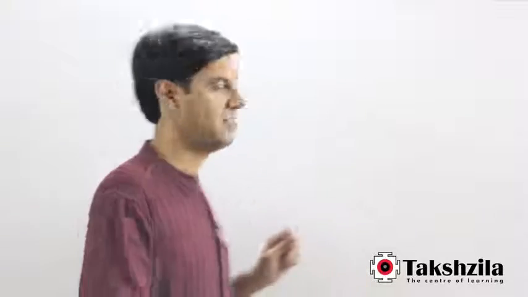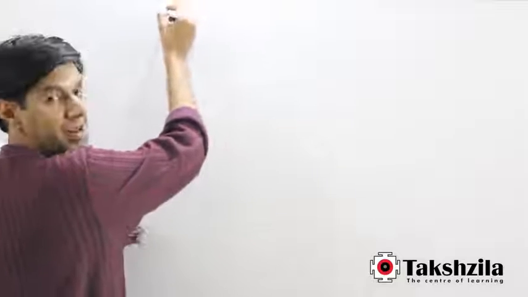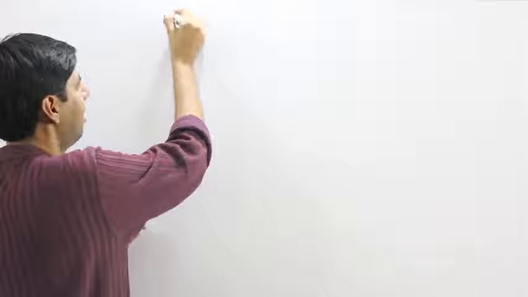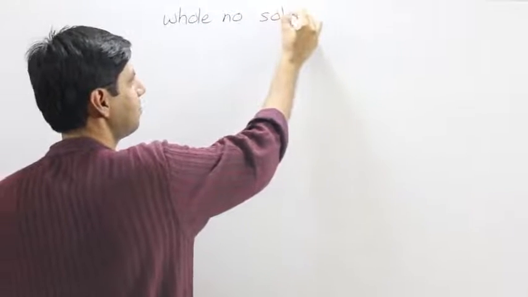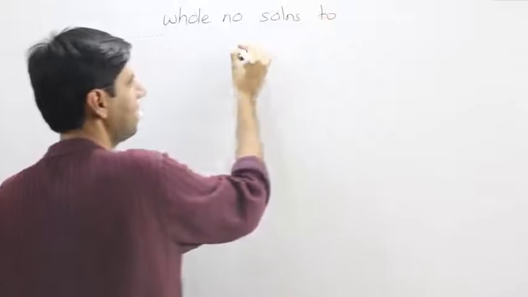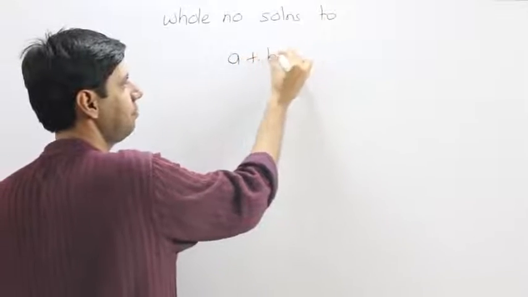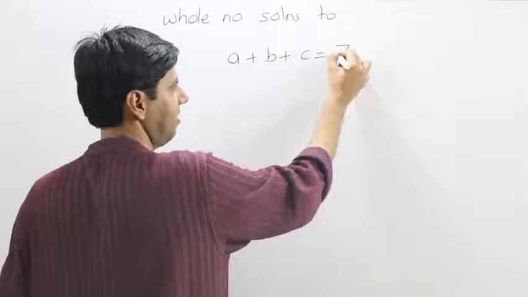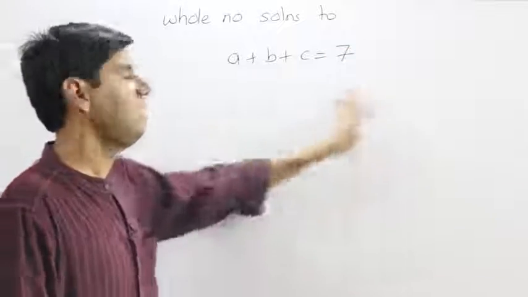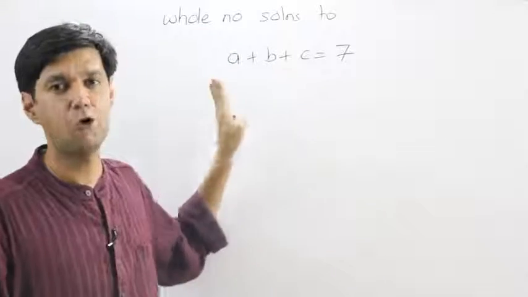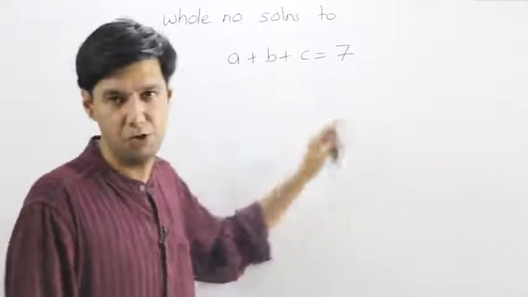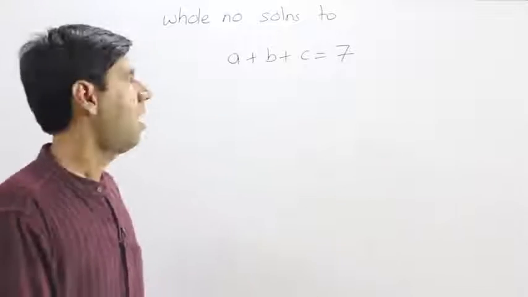Another application of combination is in a very interesting situation. For example, I want to find the number of whole number solutions to, let's say, an equation a plus b plus c is equal to 7. So how many whole number solutions exist to this equation? By whole number solutions I mean a, b, c are whole numbers, and as we know whole numbers include 0 as such, but they can't be negative.